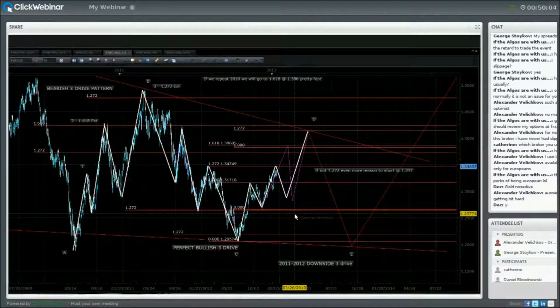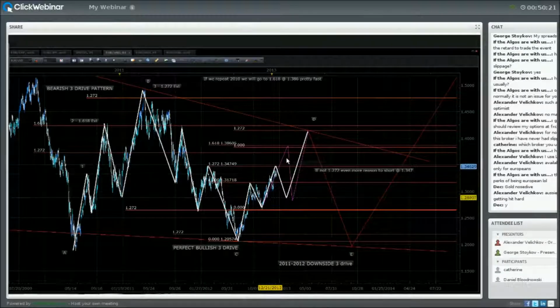Now, the biggest reason why I expect that we could be going straight to 1.386 is because I firmly believe we are repeating 2010. If we are repeating 2010, we would not expect this level here to serve as much of a resistance. That means we would expect a move straight to 1.386.